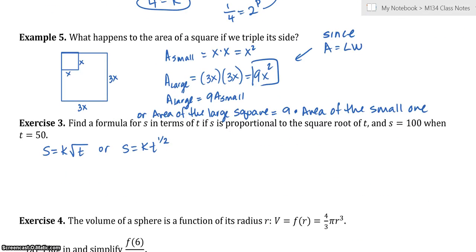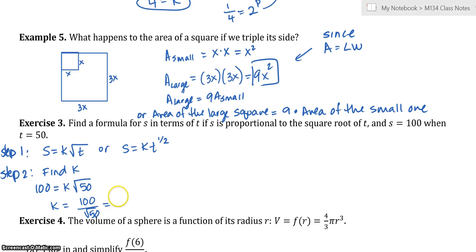Okay, so we know that when s is 100, we don't know k. I'm doing step 2, finding the k, so I don't know what it is, but we know that the t is 50. So we have the square root of 50. We can divide both sides by the square root of 50 and get k is equal to 100 over the square root of 50. And you can simplify this. You can make it a decimal, whatever you want. I'll go ahead and simplify it.